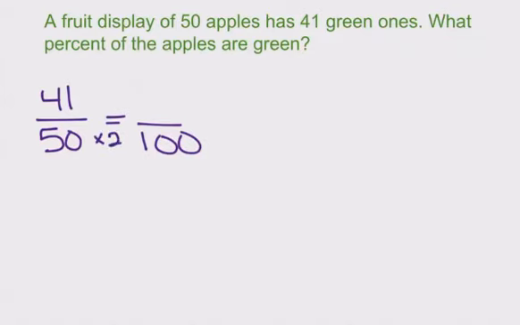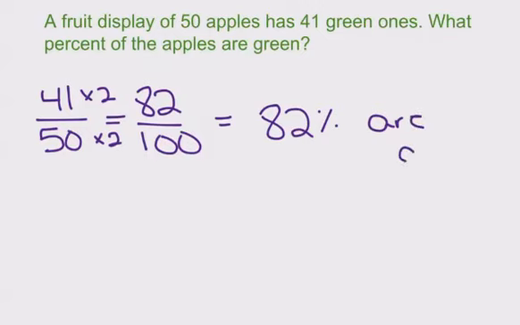Whatever you do to the denominator, you also have to do to the numerator. So 41 times 2 would equal 82. Percents are always out of 100, so we can say that 82% of the apples are green.